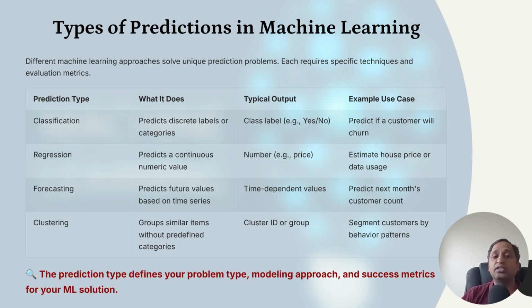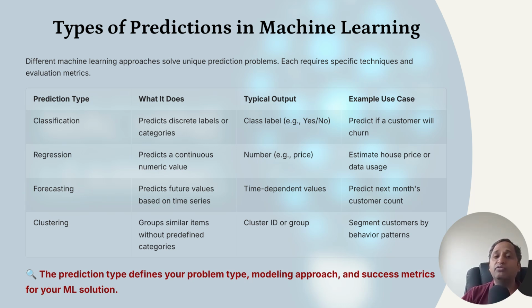Next is regression. This is used when the output is a continuous number. For example, you are predicting a house price, a customer's monthly bill, or expected data usage for your plan. It doesn't give us a category but rather a value on a scale.